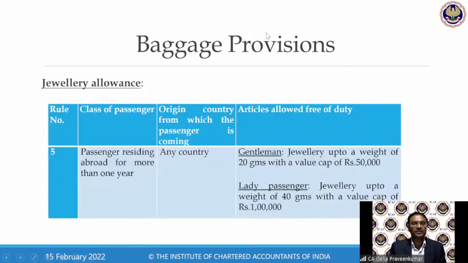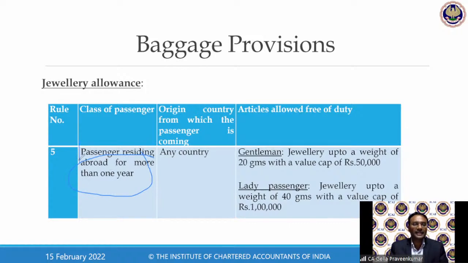Now, this is quite interesting. Jewelry allowance. This is little interesting to look upon. Look at your page number 5.48. A passenger residing abroad for more than 1 year.